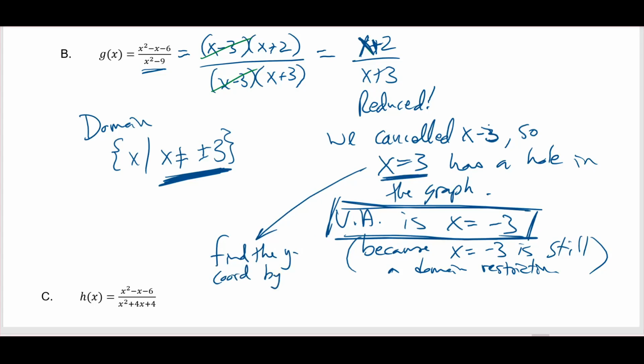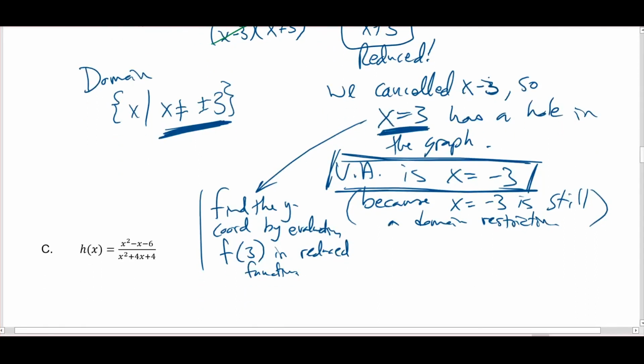So we just find the y coordinate like we do for any other point ever, right? We just plug it into the function. If we plug it into the original function, it's not going to work, right? But the fact that we canceled it out is going to make it so it does work in the reduced one. So we find the y coordinate by evaluating f of 3 in the reduced function.